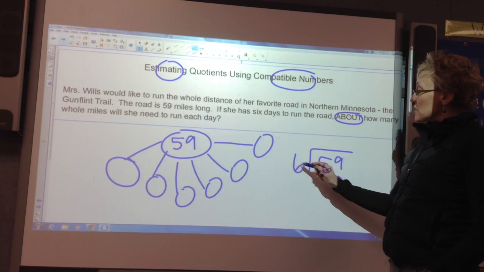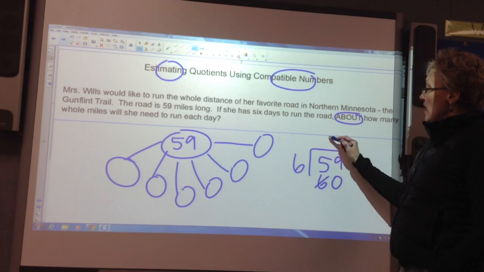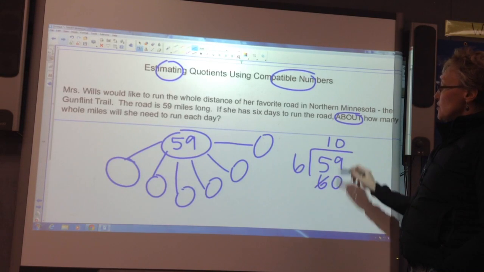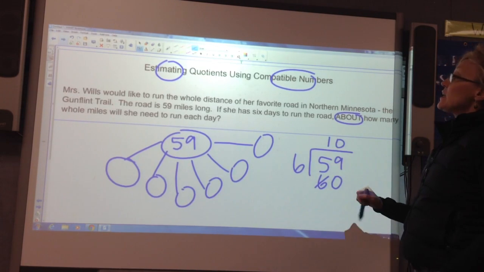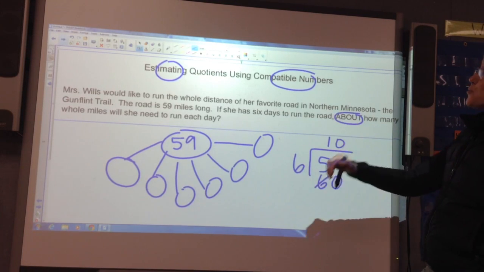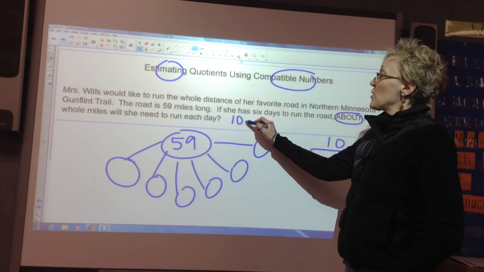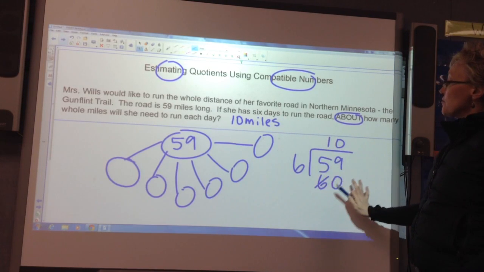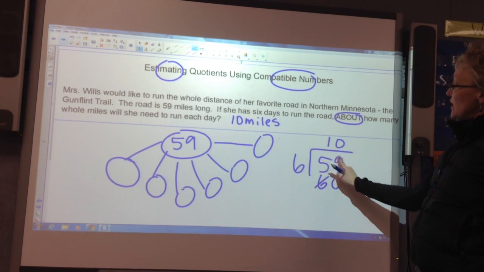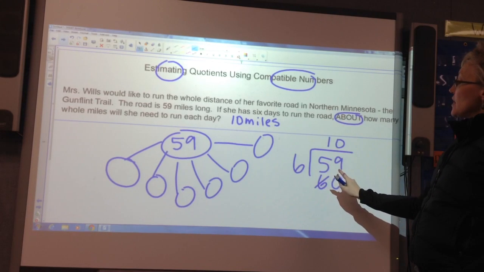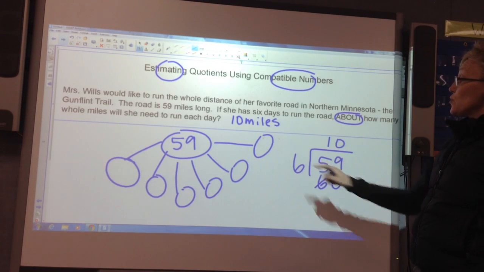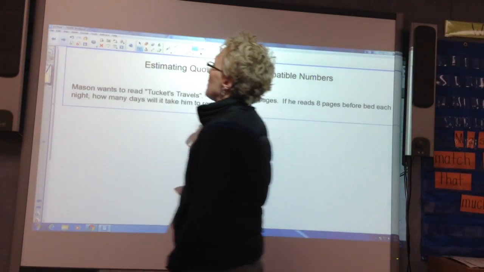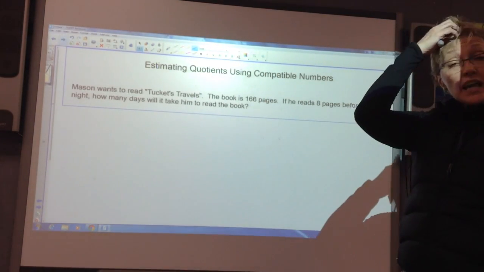So now how many 6s can go into 6? That would be 1. How many zeros are left over? 1 0. So I have 10. So the question is about how many miles will she need to run each day, and that would be 10 miles. Again, I'm setting up division problems. I'm changing that inside number called the dividend so that it is compatible with that divisor that's on the outside.